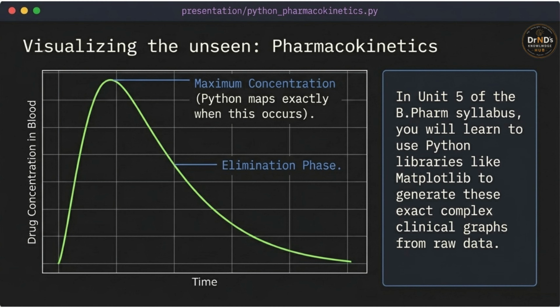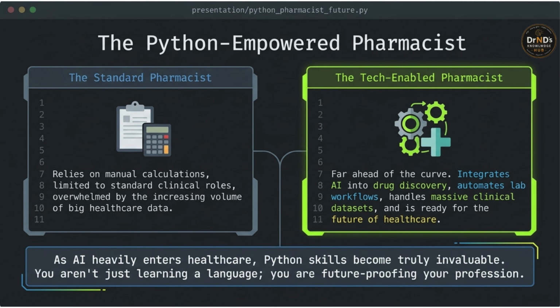In fact, in Unit 5 of the B.Pharm first year syllabus, we will learn how to use Python to create exactly these kinds of scientific and clinical visualizations. So, Python doesn't just help us write programs, it helps us understand and communicate science more effectively.